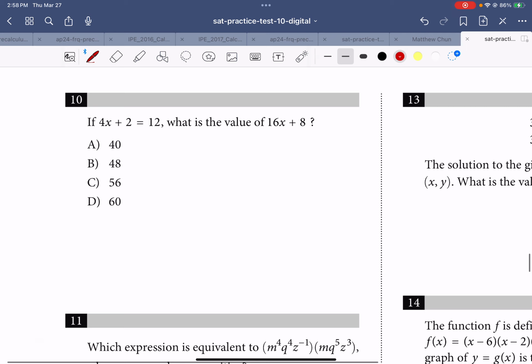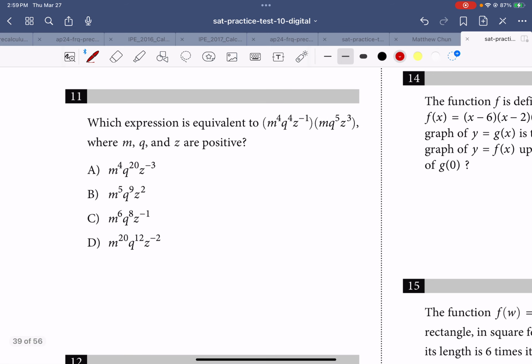Number 10, 4x plus 2 is 12. And then what is the value of 16x plus 8? You can solve for x and plug it in, or simply multiply by 4, then it will be 16x plus 8, right? When you distribute, you multiply by 4 also, so 12 times 4 is 48. B.